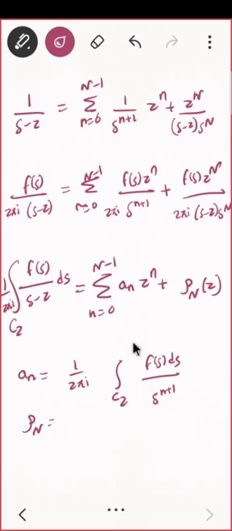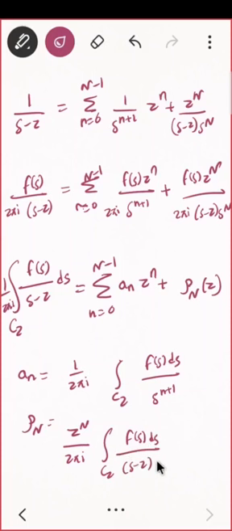Do you see? Integral f of s upon s raised to n plus 1. Okay, so this is done. And what is sigma n? This is just the integral of this rho n, that is z raised to n upon 2 pi i over C2, and what is that, f of s ds upon s minus z into s raised to n, correct? So similarly, whatever I did for this one, you have to do.